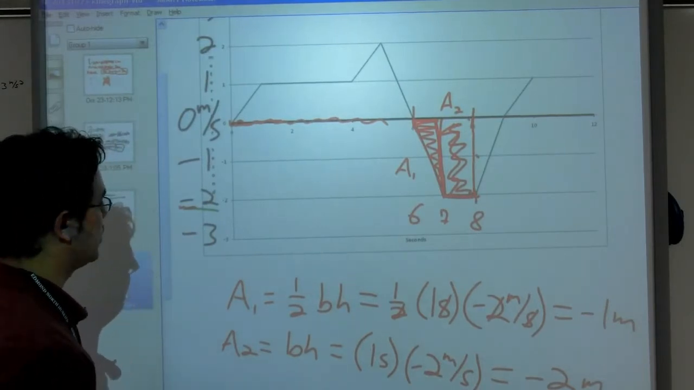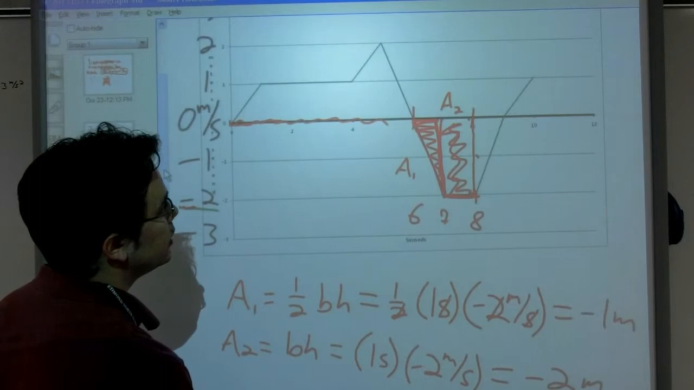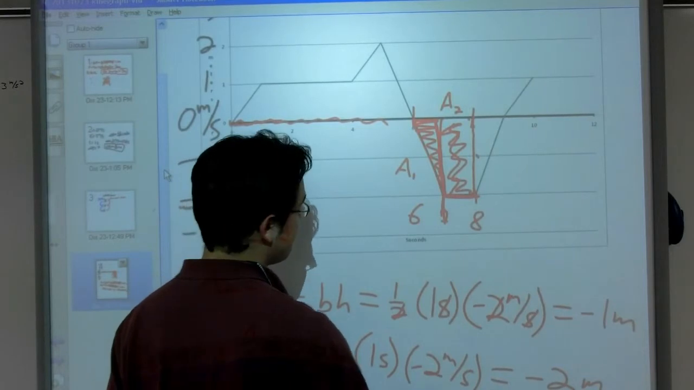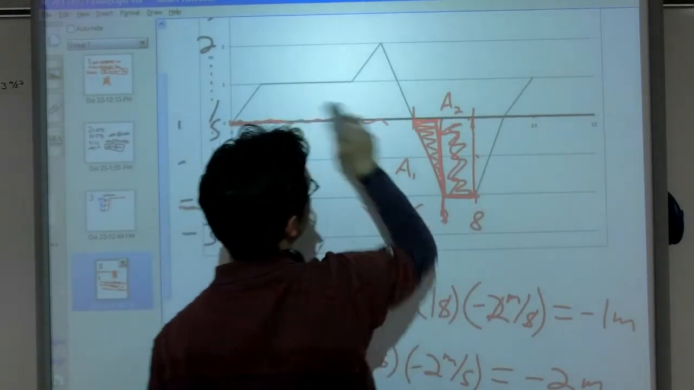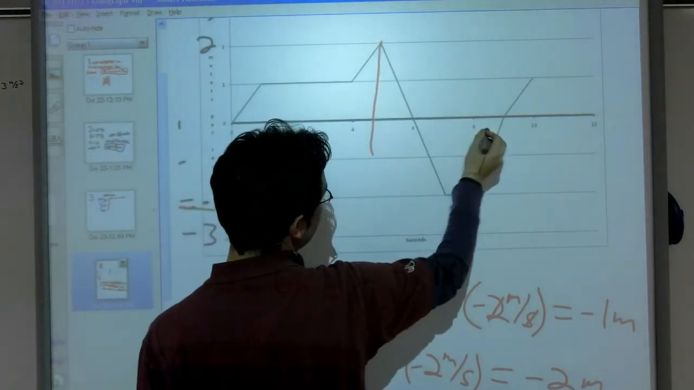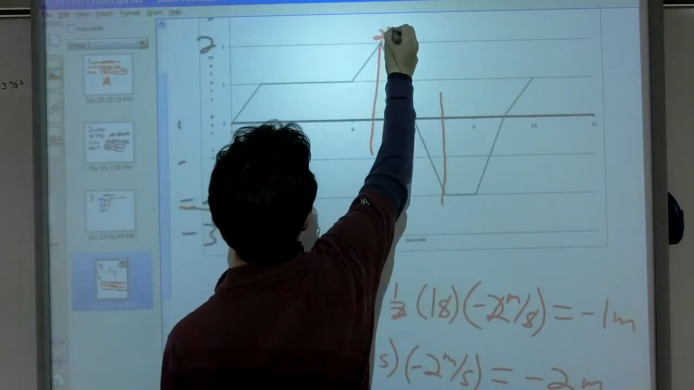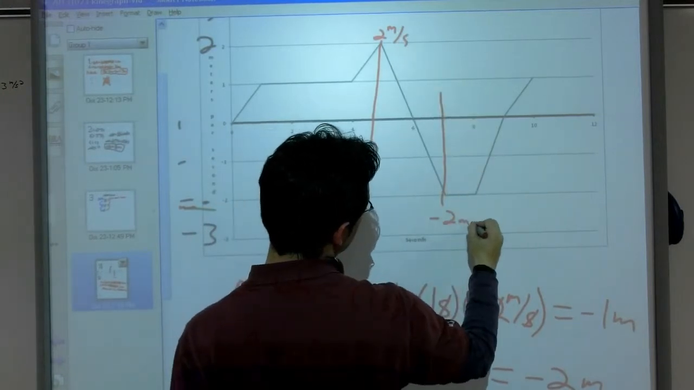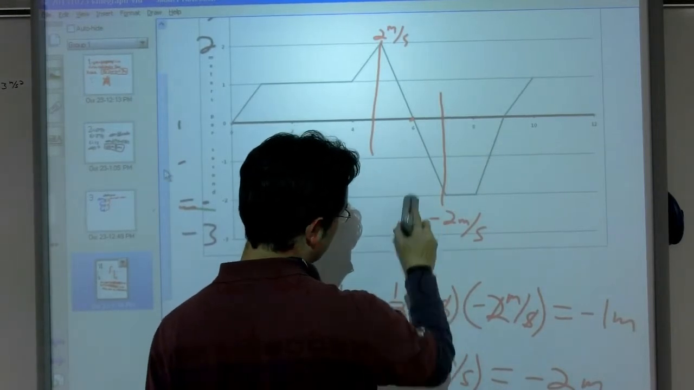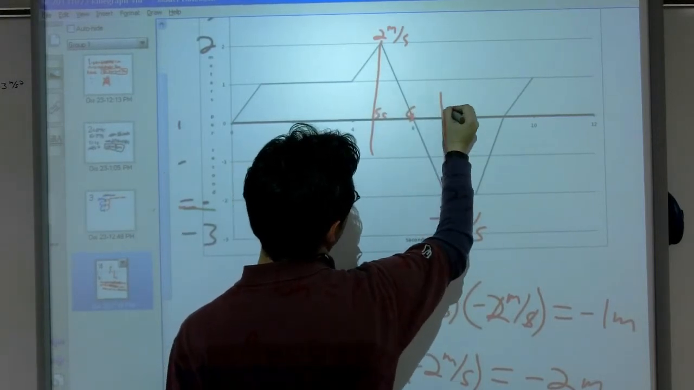Now, if we've got a situation where it's basically, if we've got an area that's symmetric, so if I look at this, let's clear that up some. If I've got a situation where I want to look from here to here, I can see that this goes from 2 meters per second down to negative 2 meters per second. And my middle point is 6 seconds. Basically, it's in the middle. So this is 5 seconds, this is 6 seconds, and this is 7 seconds.